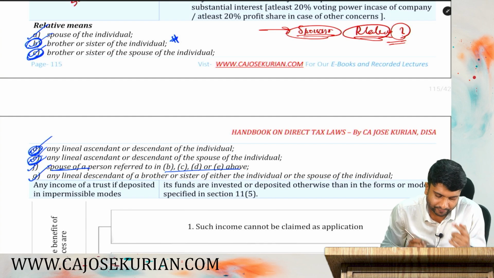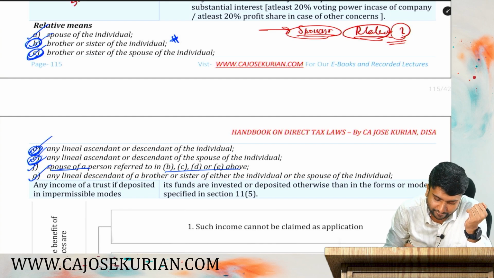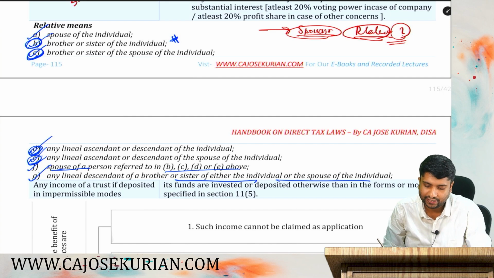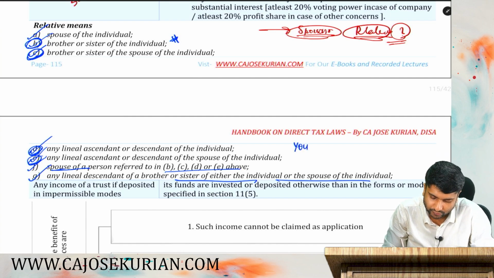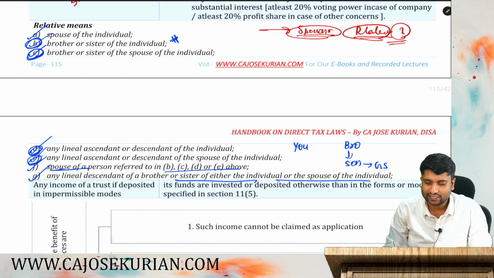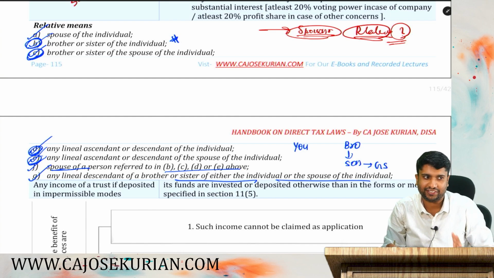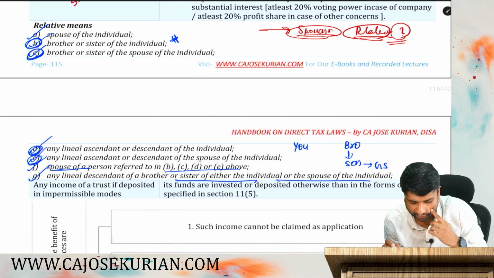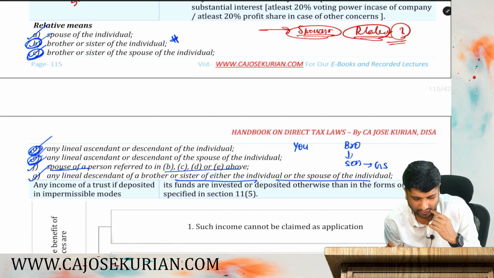And what is G? Any lineal descendant of brother or sister of either individual or spouse of the individual. What do you mean by that? Say, for example, your brother's son, grandson, or daughter or granddaughter. Your brother's father and grandfather is your father and grandfather. So they don't have to mention that. That's why they are only saying descendants for your brothers and sisters. I hope you got my point.